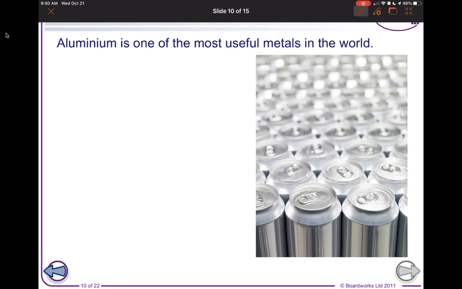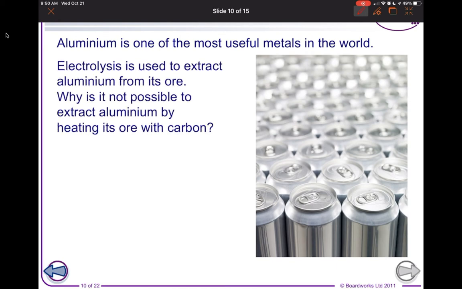So aluminum is one of our most useful metals in the whole wide world, and that's because we use it for cans, aluminum foil, airplanes. We use it so much. So when we want it, we have to use electrolysis to get the aluminum from its ore. Remember, that ore is called bauxite.